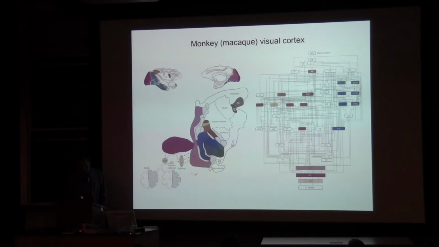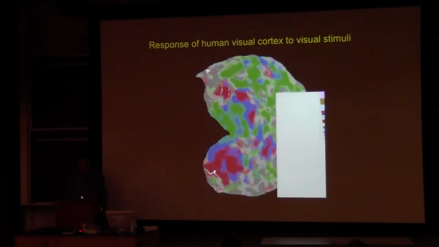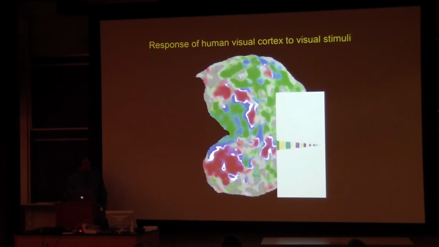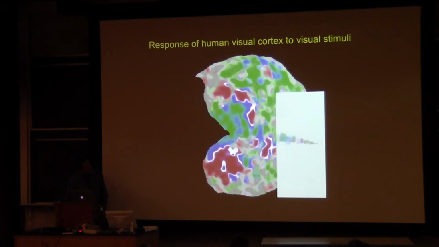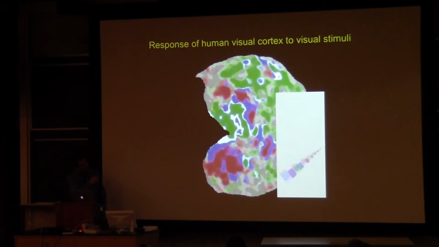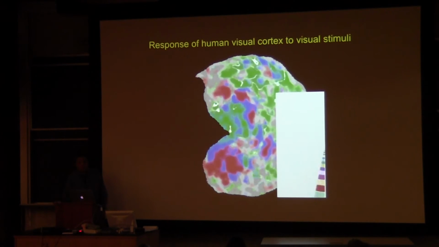So you look at the visual cortex in humans, this is a sort of functional imaging. So what do you see here? This is a piece of visual cortex, right? The stimulus is shown here. It's like a small segment moving somehow, flickering.